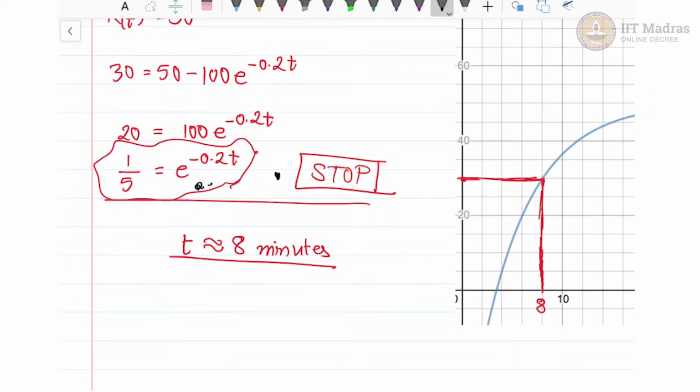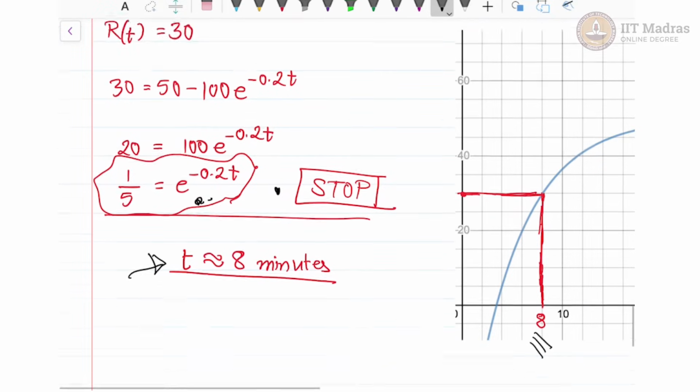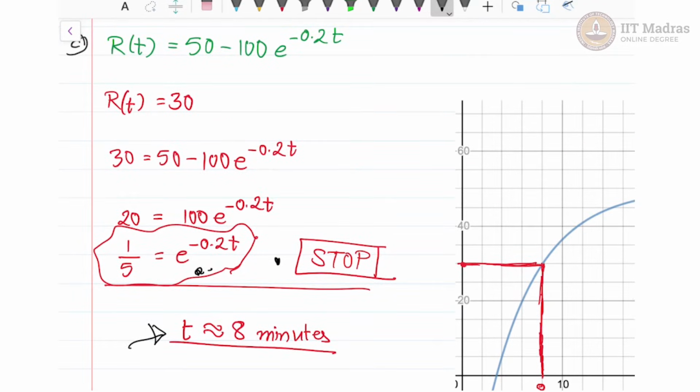So what we did, we found an escape by plotting horizontal and vertical lines across the x and y axes, and figured out that the answer is 8 minutes, and that is how we concluded this is 8 minutes. Now when we approach such a thing analytically, that is R(t) is given to be equal to 30, what is the value of t?